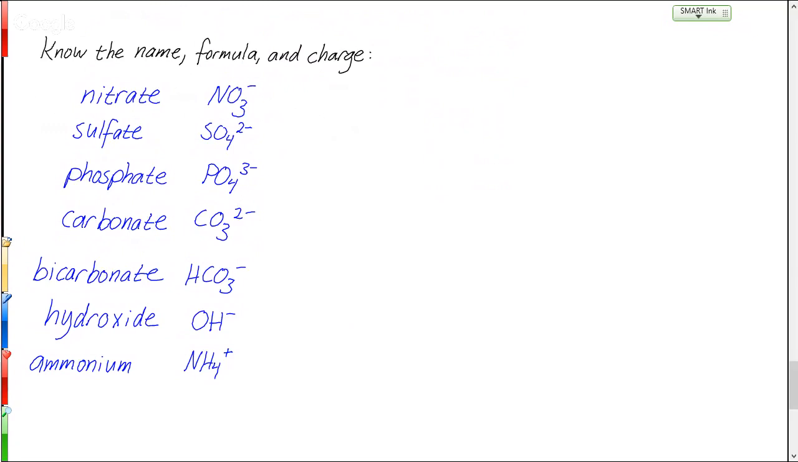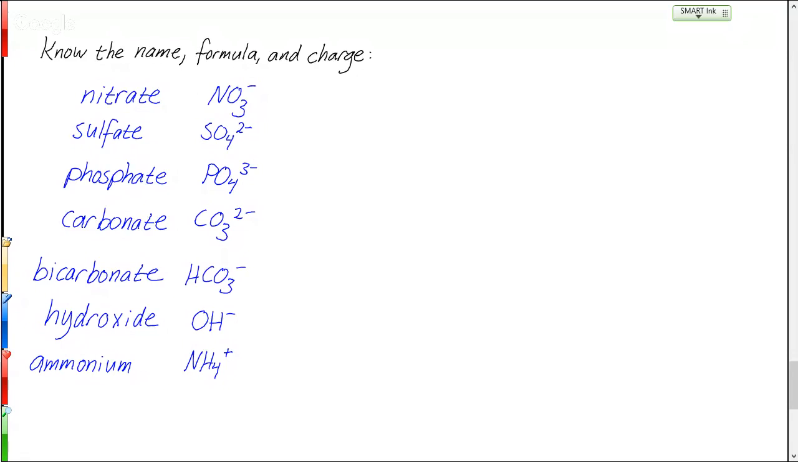Another common source of problems with these is that a few of them sound really similar to some monoatomic ions we've already talked about. Nitrate, for instance, is NO3-, but nitride, IDE, is N with a 3-. That's just N by itself. Same thing with sulfate, and then we've got sulfide, also phosphate and phosphide. So those are very similar, but they're totally different ions.